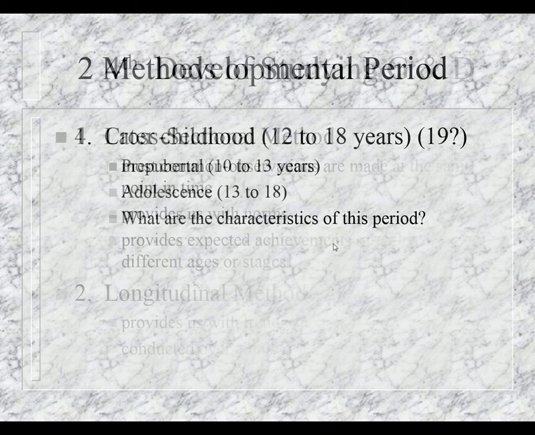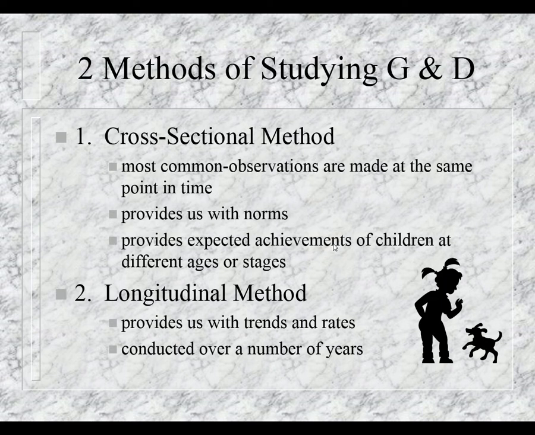Okay? There's 2 methods of studying growth and development. There's cross-sectional and longitudinal. Now, if you think about when you're looking at the definition, cross-sectional being your most common, is when you observe a class of students at a certain time or point, and then that provides you with norms. So, example, you go into a group of 4-year-olds and you observe their average height, weight, and motor ability. That would be cross-sectional because it's giving you expected achievements of children at that age, at that stage.